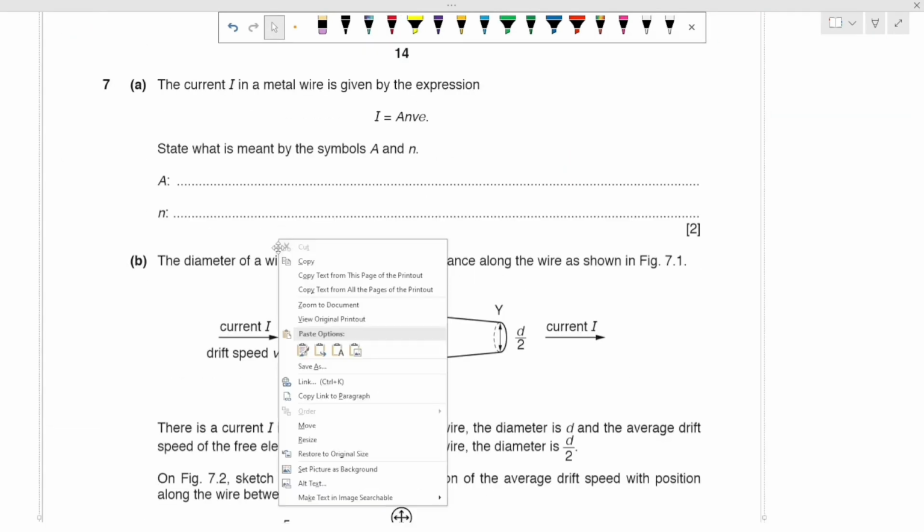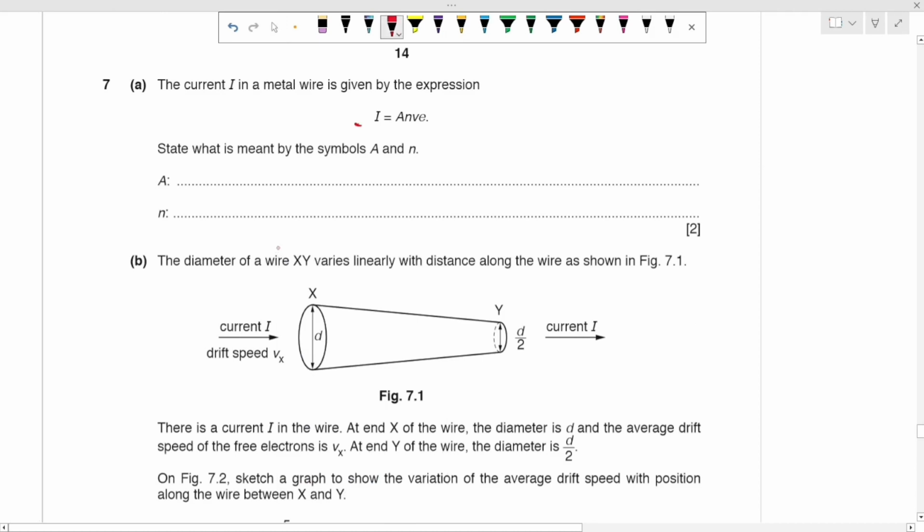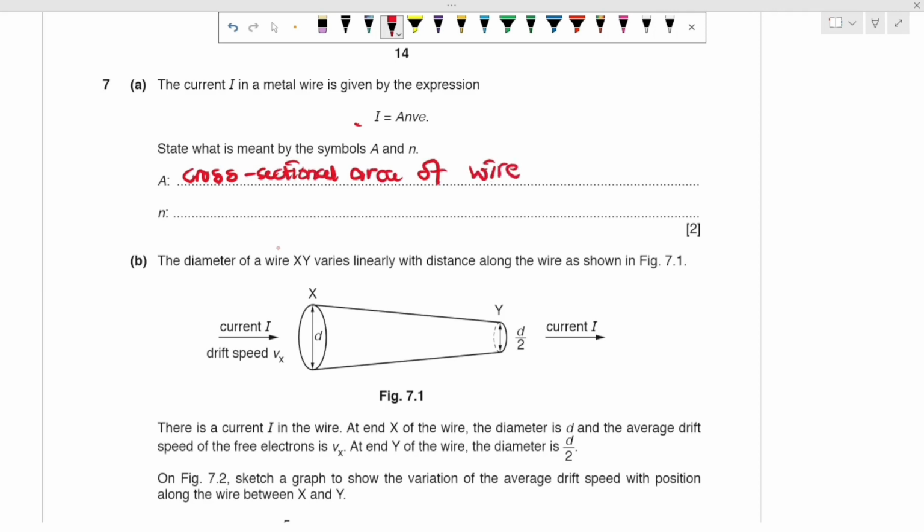We're given a metal wire and the current is given by this expression. State what is meant by the symbols A and N. So I is equal to nAvq, used to find the current in a current carrying conductor. A just refers to the cross-sectional area of the wire. And n just refers to the number density.